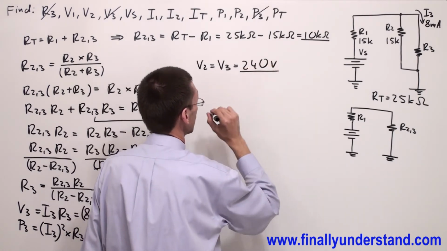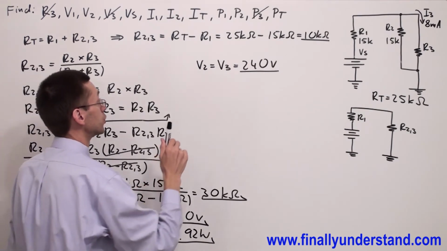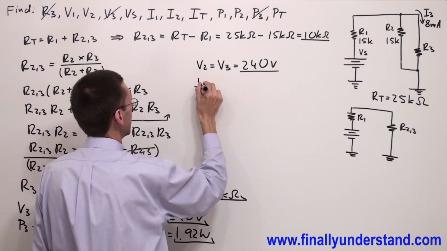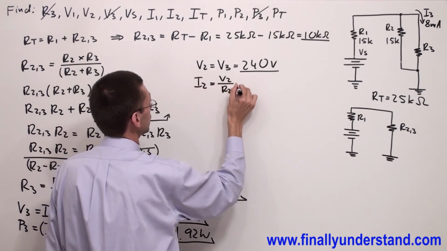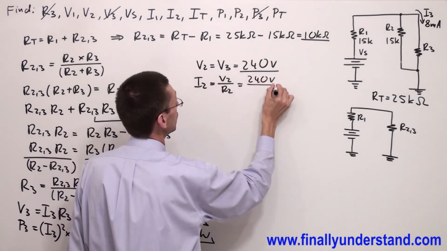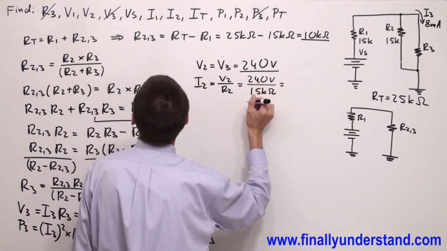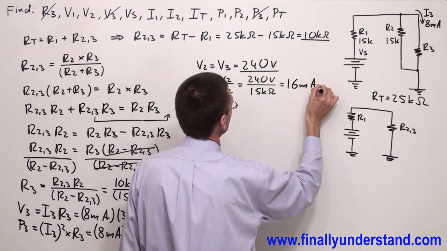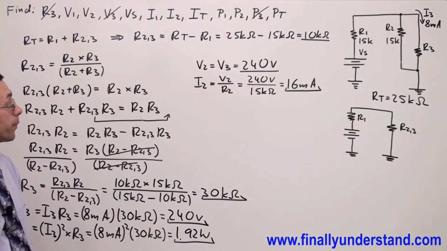Okay, so I have voltage across resistor R2. If I have voltage across resistor R2, I can find the current which goes through the resistor R2. I2 is equal to V2 over R2, where V2 is equal to 240 volts over R2. This is equal to 16 milliamps. So this is the current which goes through resistor R2.